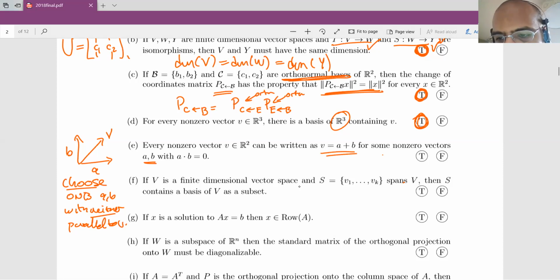Does that make sense? You can also view this as the decomposition theorem, right? You decompose V into these two components. These are two non-zero orthogonal vectors that add up to V. Okay, so that's a slightly tricky one. It is actually true. The key is you have to choose the basis depending on the vector. Any questions?